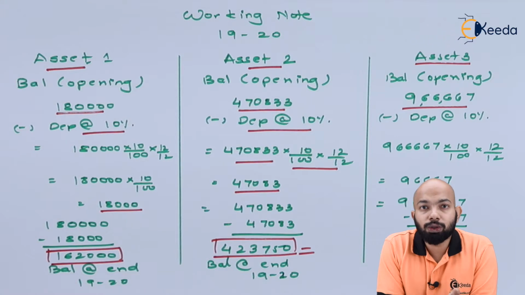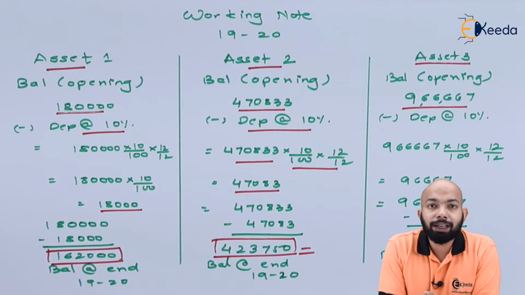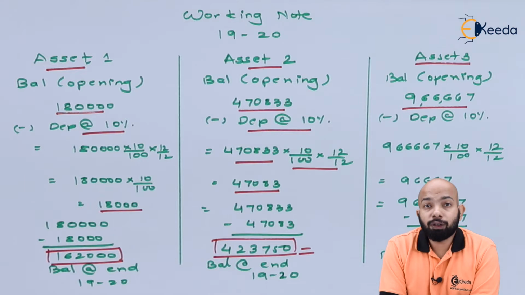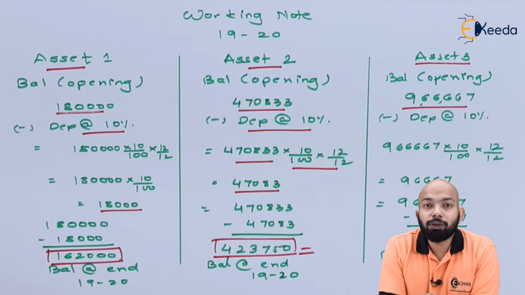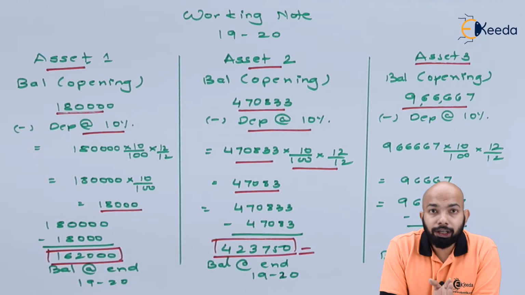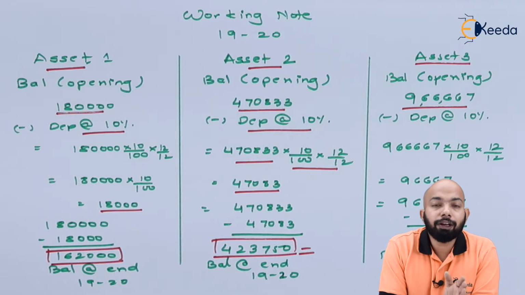9,66,667 rupees was the closing balance of the previous year, which will be the opening balance for this specific asset in the year 1920. On this, we'll calculate 10% depreciation again for 12 months because this specific asset has been used for 12 months. Now again, the total amount will come to decimals of depreciation. Hence, we have rounded it off to the nearest digit. That means if 0.5 and above, you will round it up to the nearest digit. If below 0.5, you will round it off to the same digit itself.